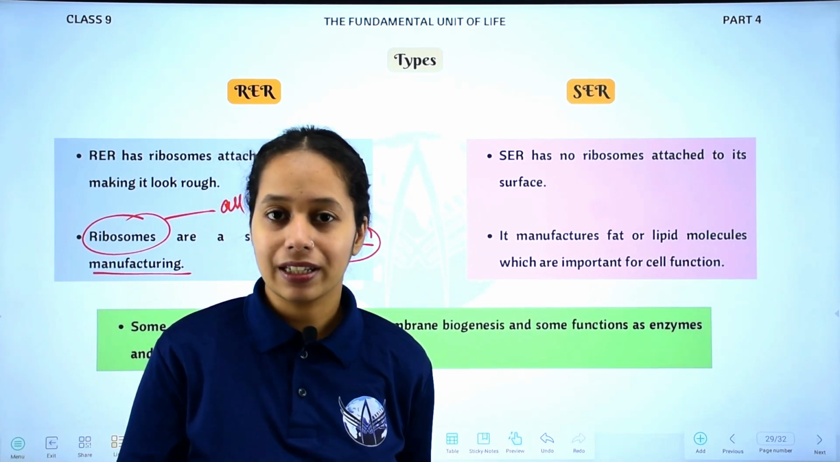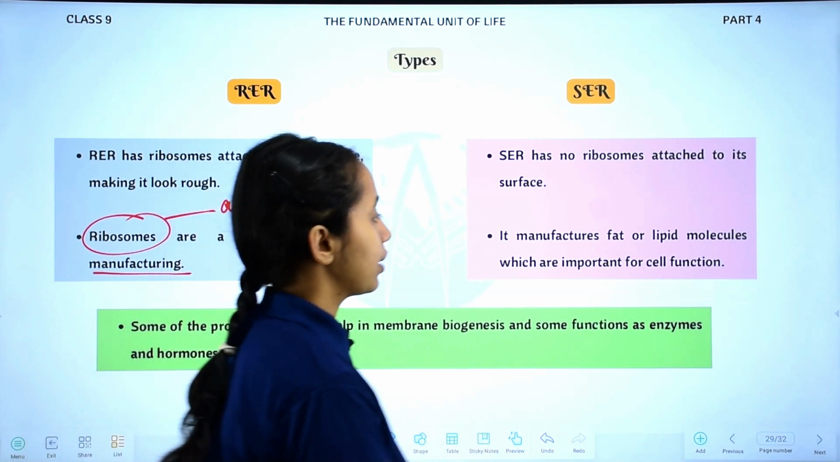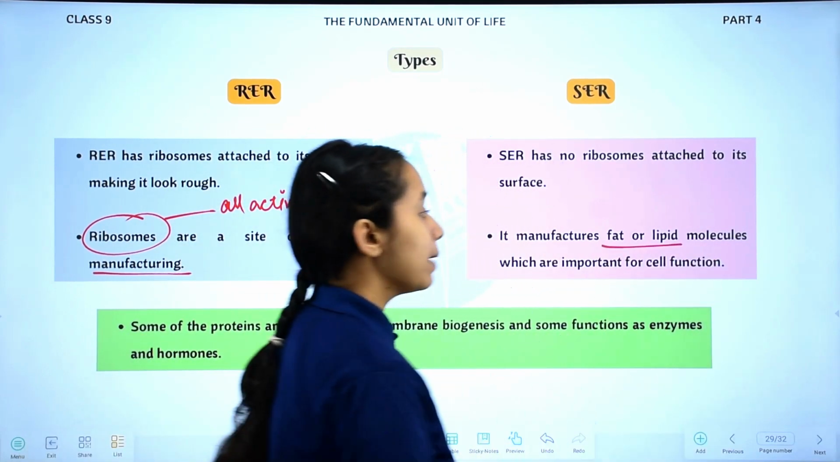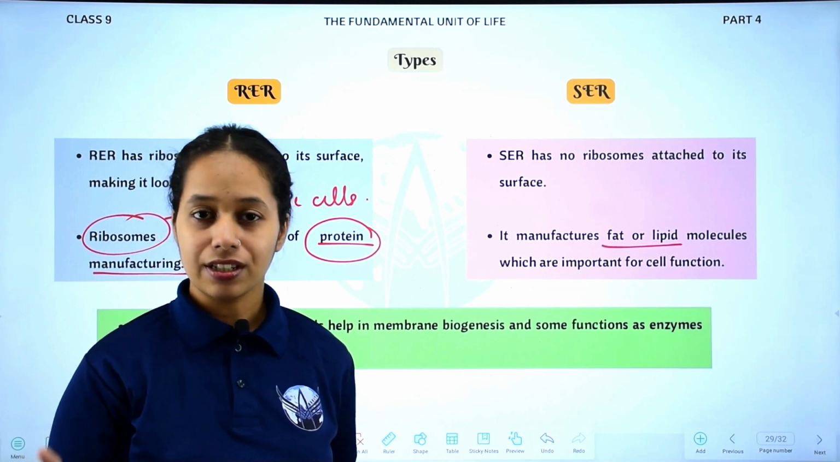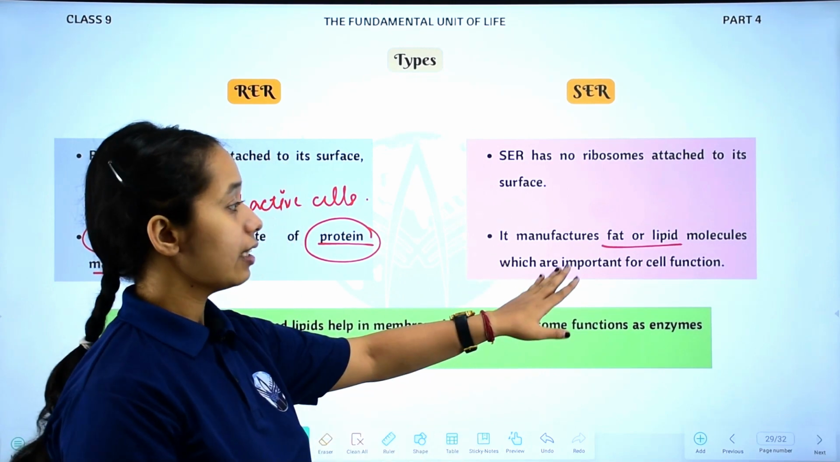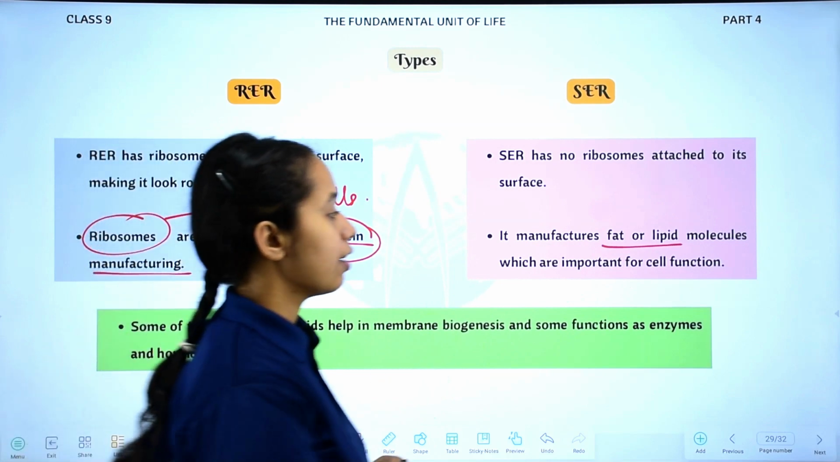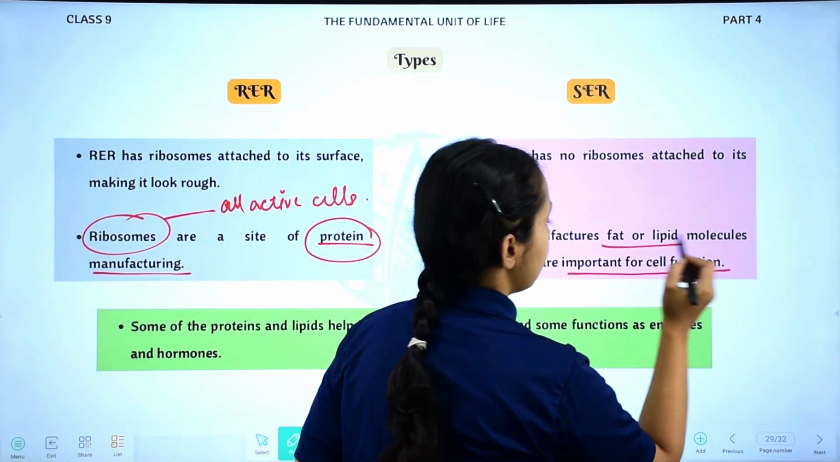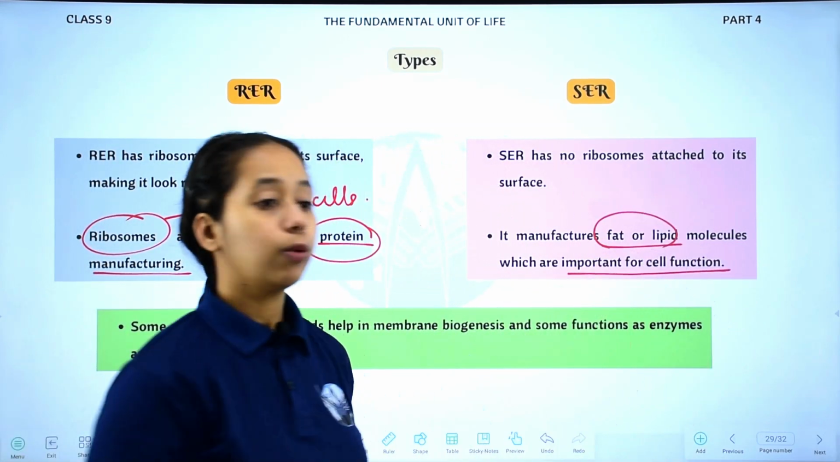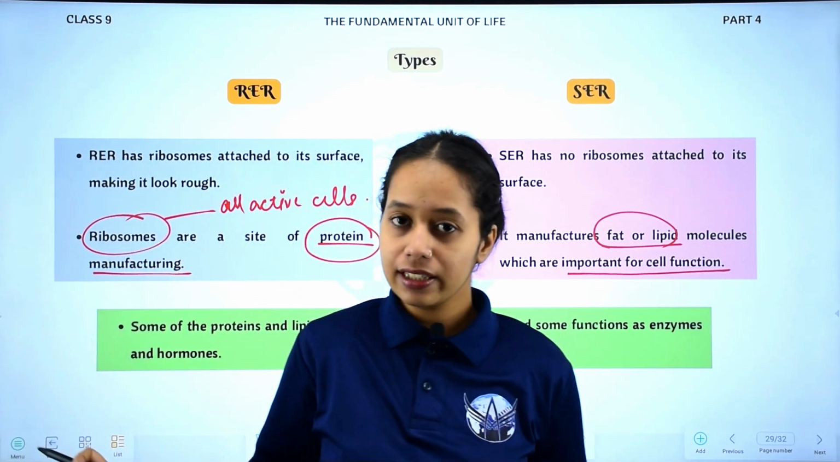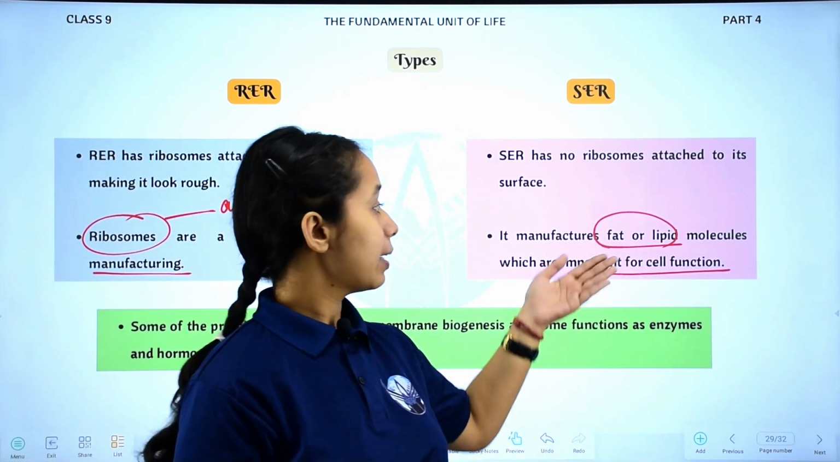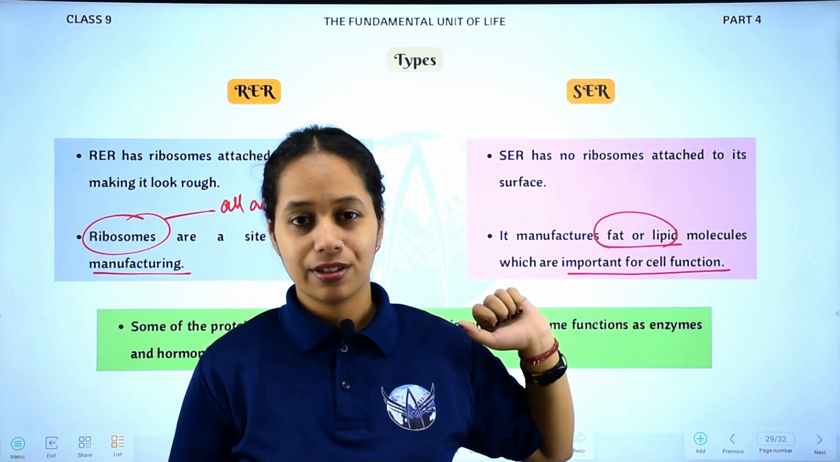So what does it make? SER manufactures fats or lipids. It makes fat or lipid molecules. And these fat and lipid molecules are very important for cell functions. So what does RER make? It makes proteins. What does SER make? It makes fat or lipid molecules.